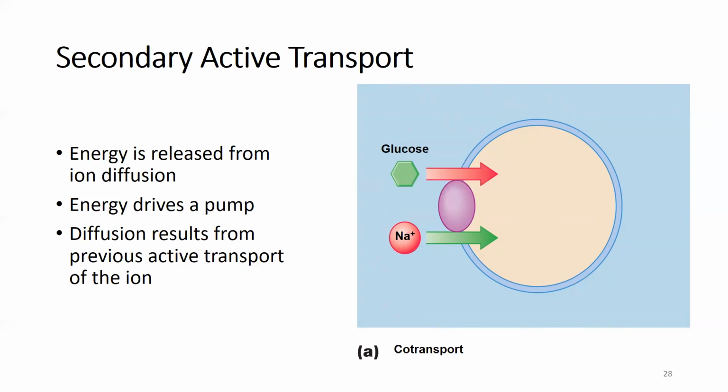Okay, let's look at secondary active transport. Secondary active transport. Now, energy is going to be released from the diffusion of ions to fuel this type of transport. So we're not going to use ATP.